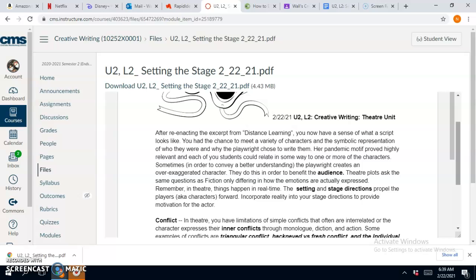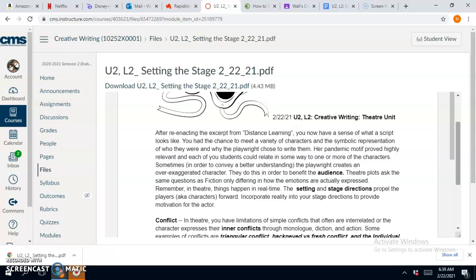After reenacting the excerpt from Distance Learning, you now have a sense of what a script looks like. You have the chance to meet and play a variety of characters and the symbolic representation of who they were and why the playwright chose to write them. Her pandemic motif proved highly relevant, and each of you students can relate to it in some way to one or more of the characters. Your assignment was to discuss your most favorite and your least favorite, and most of you guys did.